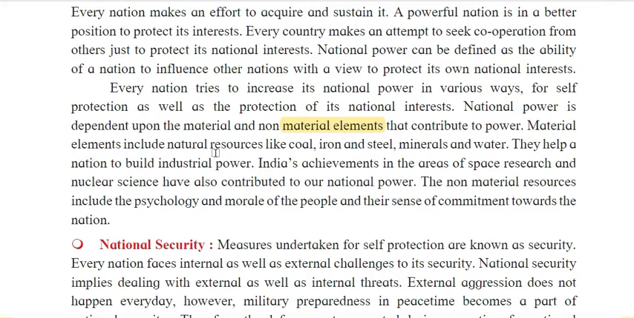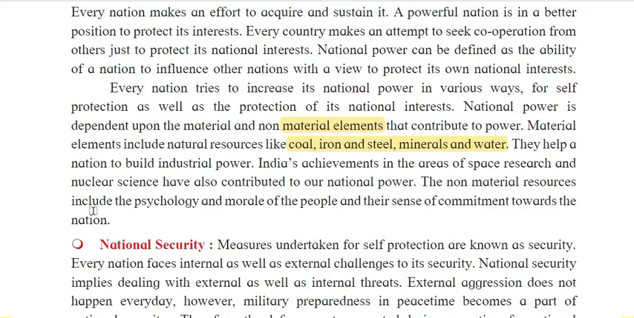Material elements include things like coal, iron, steel, minerals, water. So whatever physical strength we have, the weapons, the army, navy, air force, and the natural resources like iron, coal, steel, minerals, water also come under material elements or hard power. They help us to build a nation as an industrial power hub. India's achievements in the area of space research and nuclear science have also contributed to our national power.